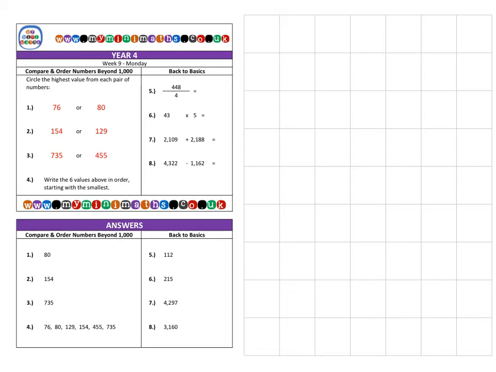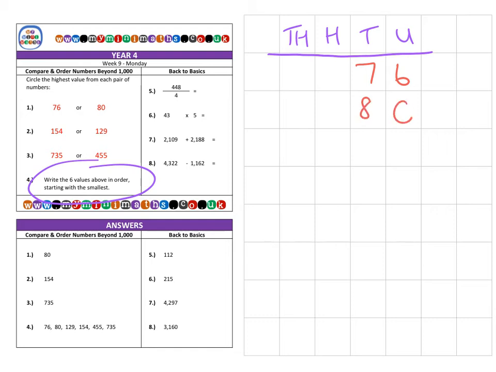And then finally for question 4, we need to write all 6 values into order, starting with the smallest. So again, let's place our headings. We have our thousands, our hundreds, our tens, and our units. Okay, and the first thing we're going to do is we're going to have a look. First, for question 1, we've got two-digit numbers, so they're going to be smaller than the 3-digit numbers, and we identified 76 being smaller than 80 because of the 7 tens and the 8 tens. So let's place 76 first, followed by the 80.